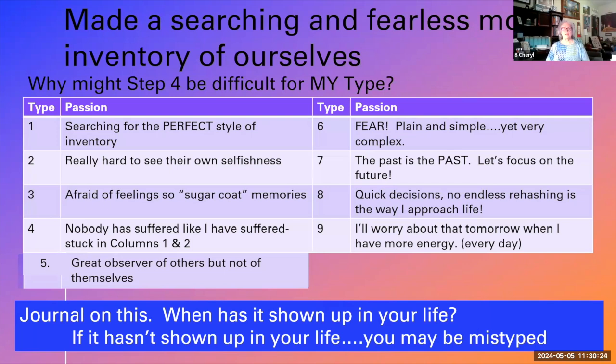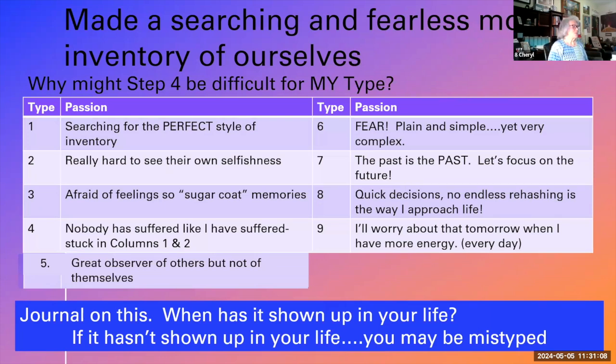Why might step 4 be difficult for my type? First of all, we've all run into people who are searching for the perfect style of inventory. I think Lori C says something like, it doesn't matter what type you do, so long as you just do it. But some will search for the perfect one, whether it needs to be on an Excel spreadsheet, or in a very beautiful notebook. They will search for the perfect style. And once again, all the things that I'm talking about are that ego structure that gets in the way of your recovery as well. It's defending you from everything, including recovery.